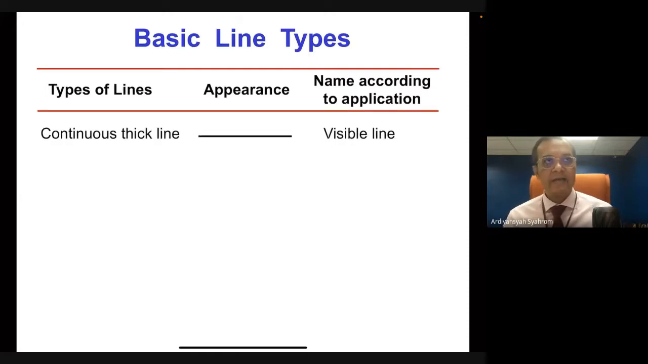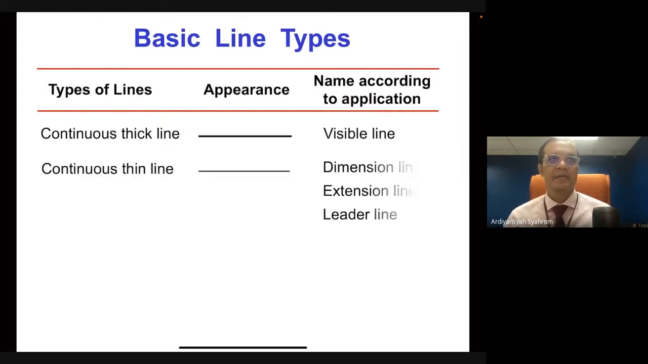Basic line types. Continuously thick line, we call the visible line. Continuous thin line means dimension line, extension line, and leader line. Yeah, you need to remember this. Continuous thick line, that is the visible line. Continuous thin line means for you to create the dimension line, extension line, and the leader line.